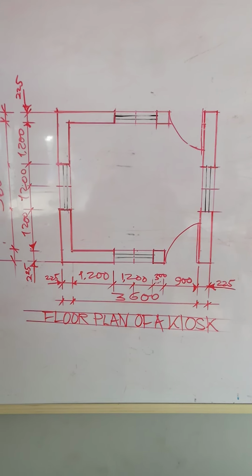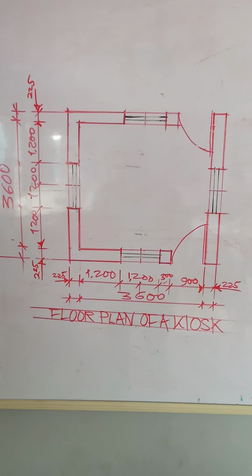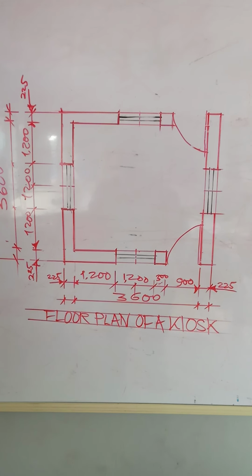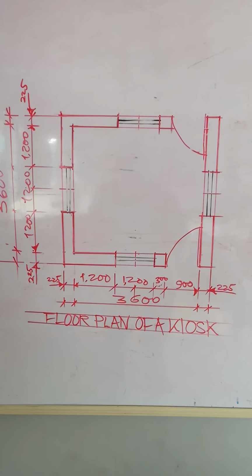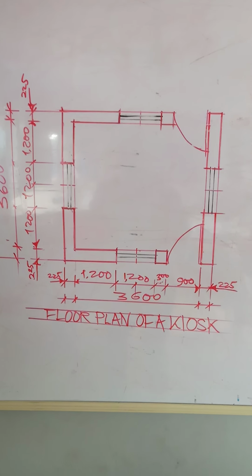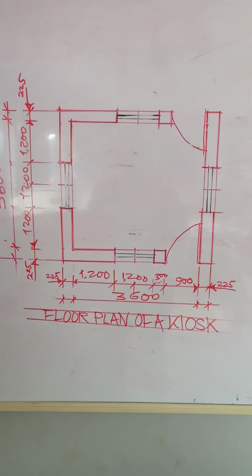Now let's look at the plan. Now you can see the title. There must always be a title to your drawing. Here I have the floor plan of a kiosk.